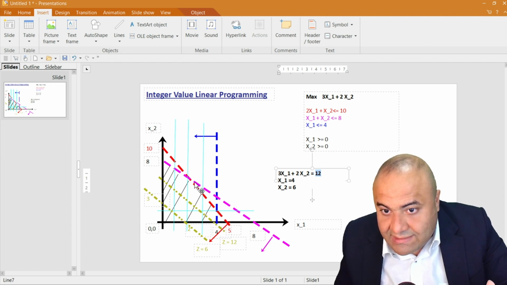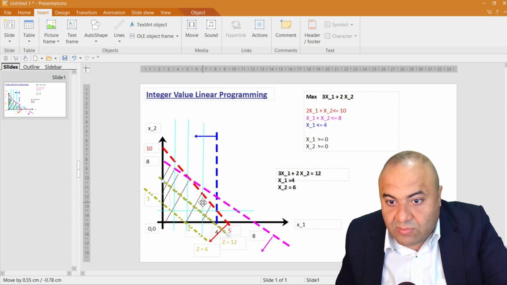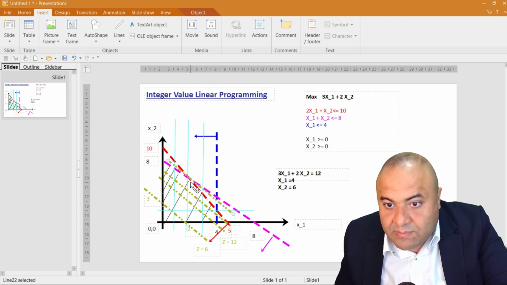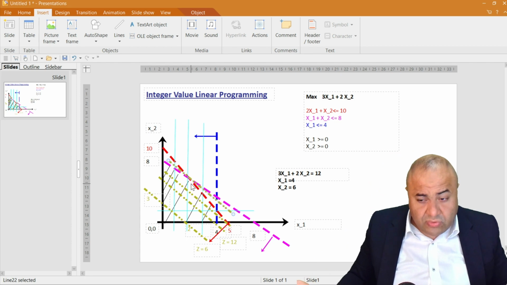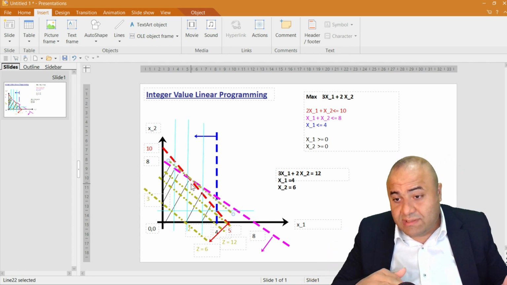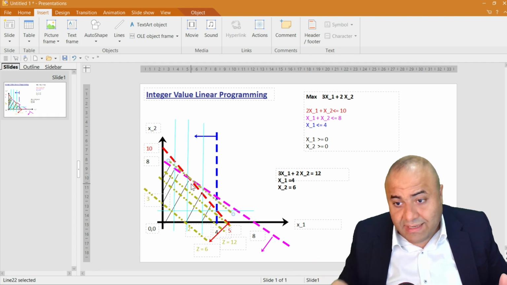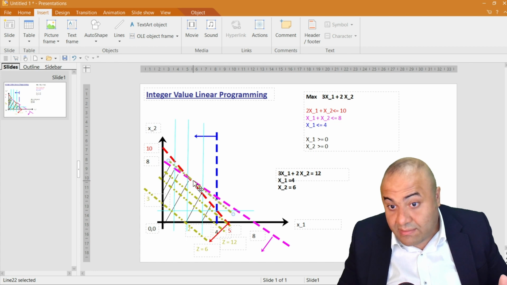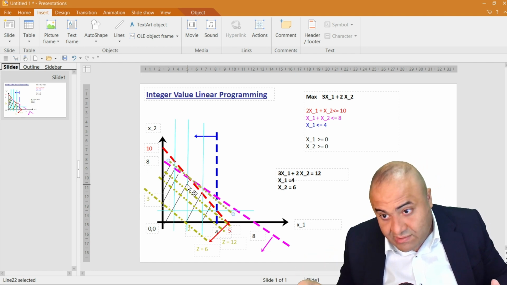Maybe you can see that when we keep increasing this line, it will go parallel and parallel until it reaches this point. And actually this point is the solution of this problem, because the contour line is just going to be going up linearly. So this is the solution of this problem. Now here our solution is going to be an integer.